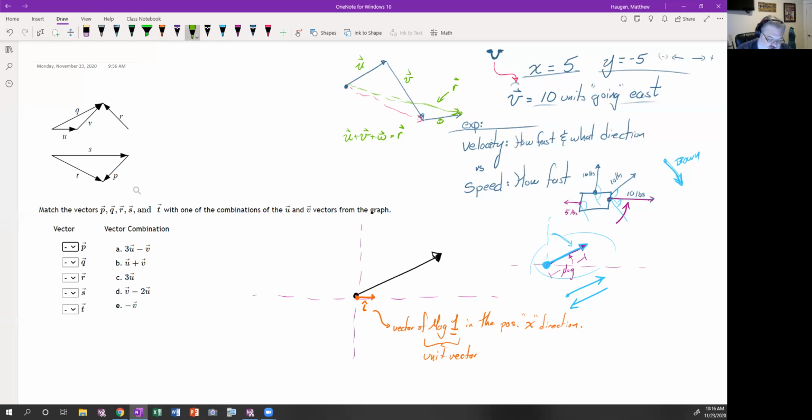The second special vector we define, you may be able to guess, is a unit vector in the positive y direction. And that's j hat. So it's a unit vector. Again, that just means its magnitude is 1 in the positive y direction.